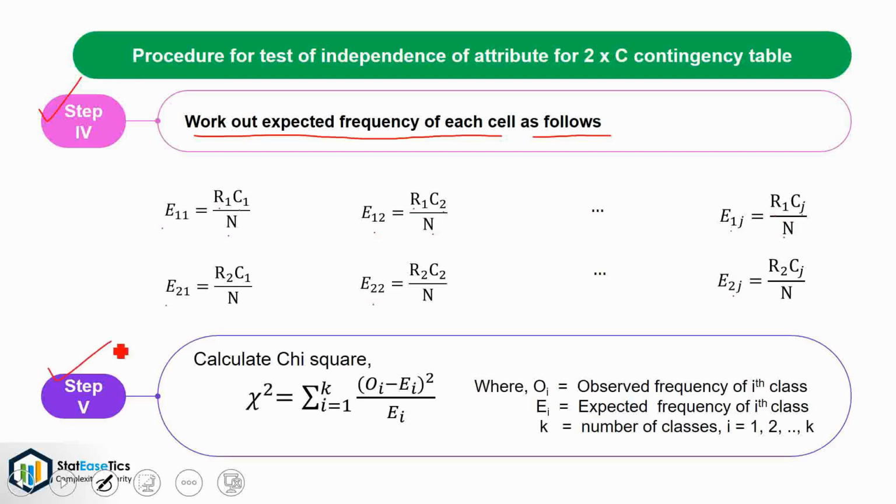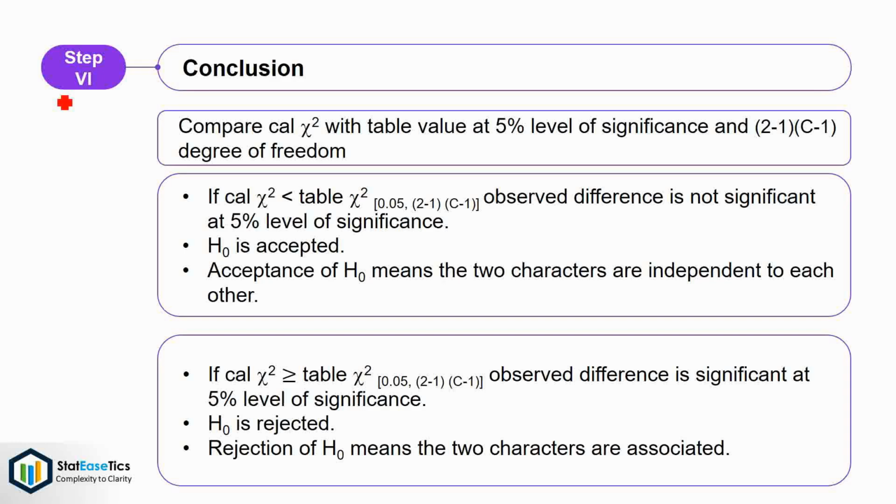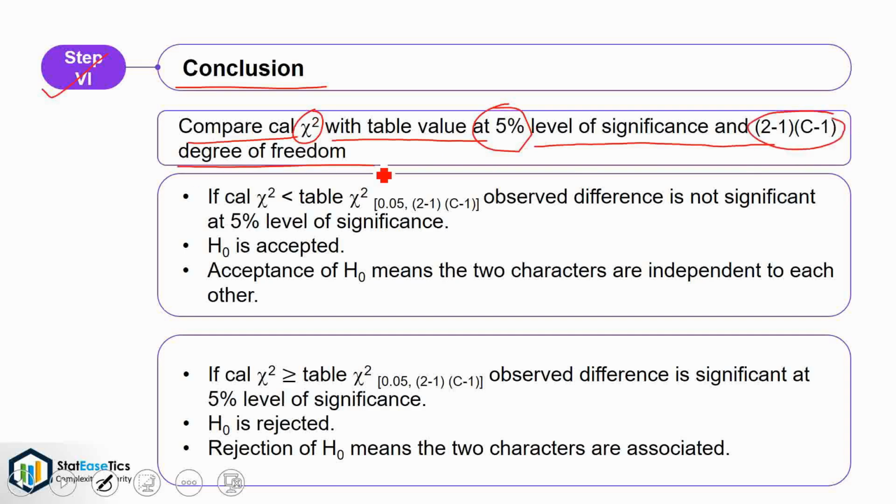The next step is to calculate chi-square using the usual formula of chi-square. And the sixth step is conclusion. Compare calculated chi-square with table value at 5% level of significance and 2 minus 1 into C minus 1 degrees of freedom. If calculated chi-square is less than table chi-square at 5% level of significance and 2 minus 1 into C minus 1 degrees of freedom, the observed difference is not significant and H0 is accepted.